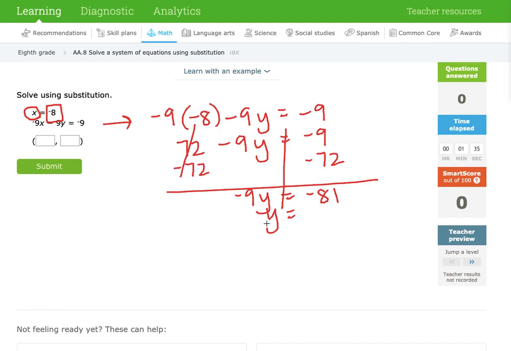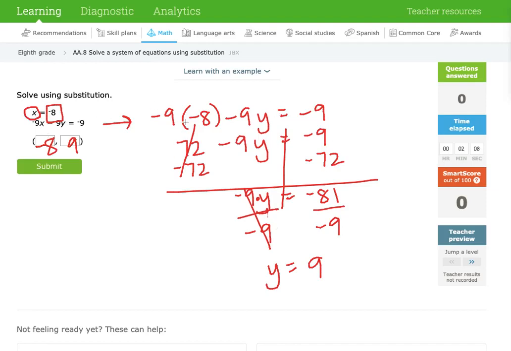Let me get rid of this real quick because I ran out of room. And instead of negative 9 times y, you're going to want to do the opposite, which is divide by negative 9. Don't forget the negative on both sides. And you're going to get y equals, this is positive 9. So y equals positive 9. And then you have x already. X is equal to negative 8. So you have negative 8, positive 9.